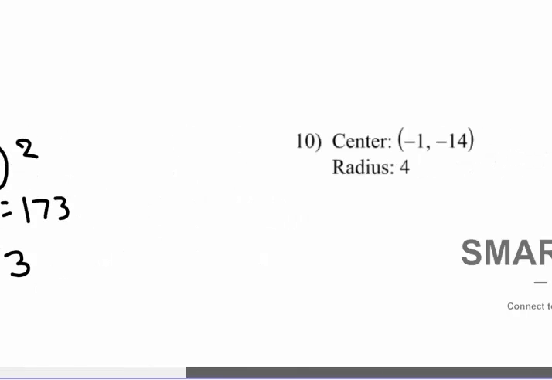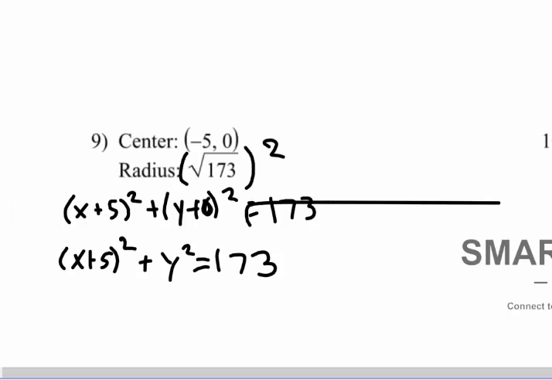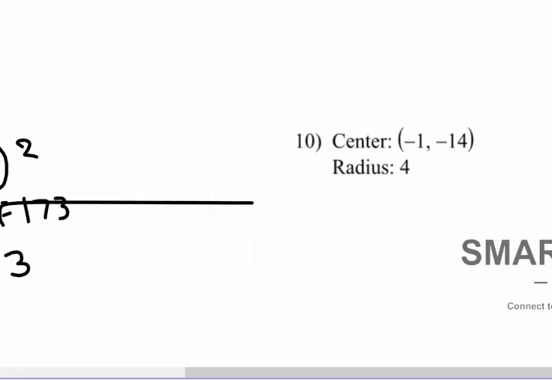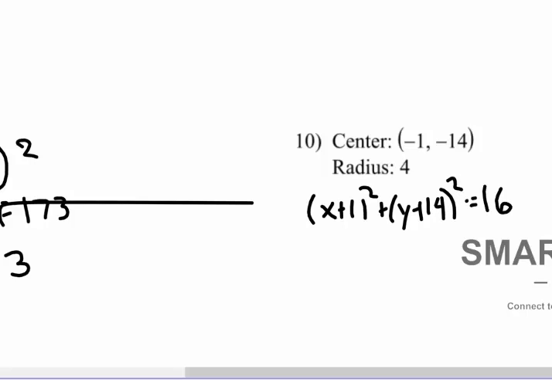Alright, next one. Do the same thing. (x plus 1) squared plus (y plus 14) squared equals 4 squared. Done. Oops, I forgot my parentheses. Just have to remember the x and the y value for the center lie in the circle.